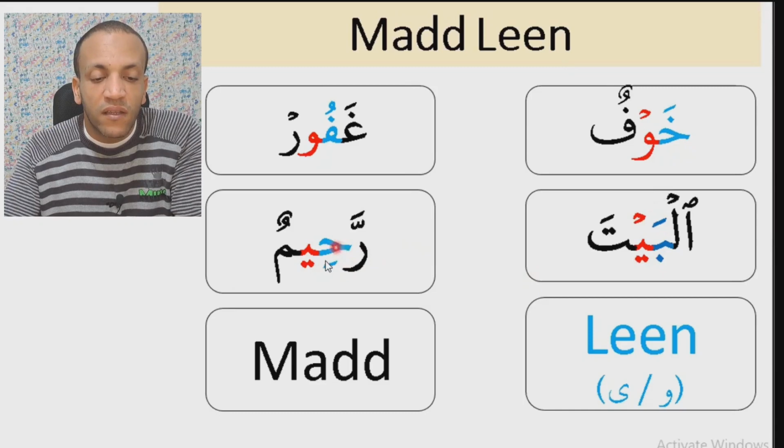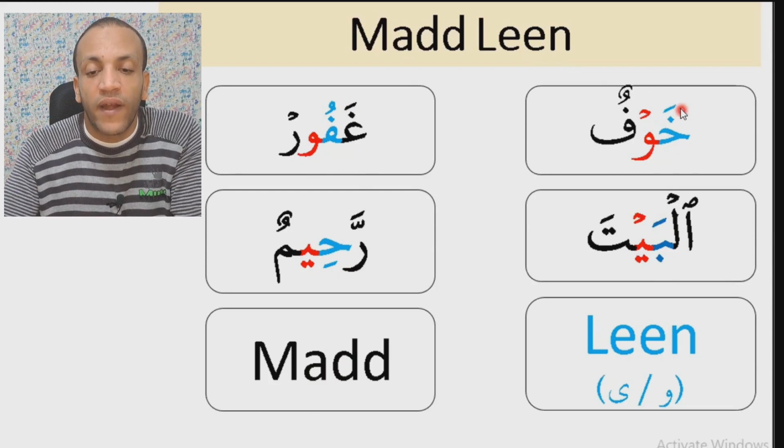In the case of the letter of Madd, before the Ya you find the Kasra. In the case of Leen, before the Ya you find Fatha. The letter Waw can be a letter of Madd if preceded with the vowel Dhamma, and the same letter can be a letter of Leen when preceded with the vowel Fatha.